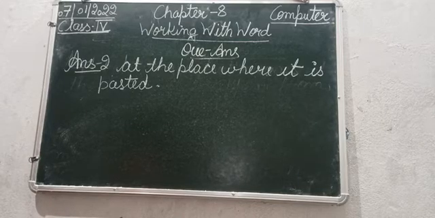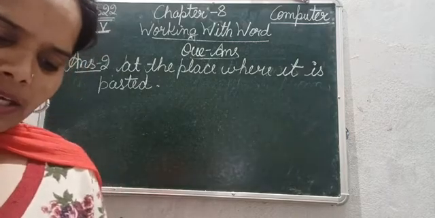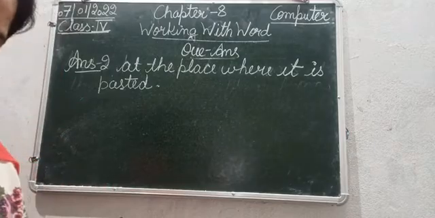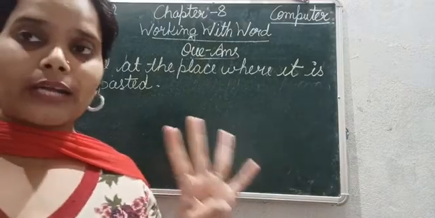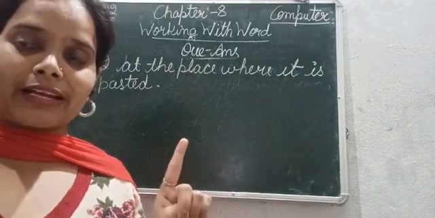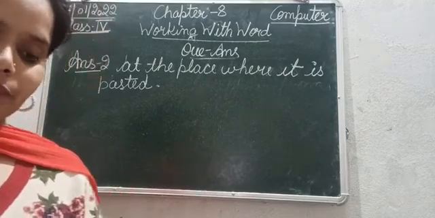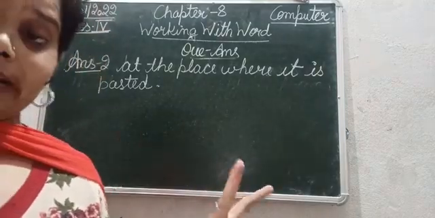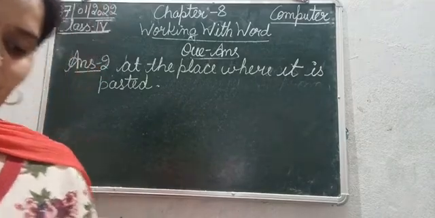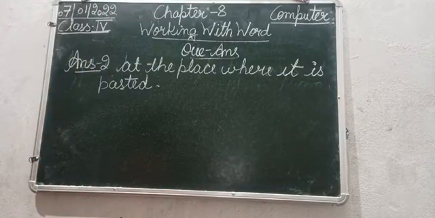Okay, so with this we have completed answer number 2 of chapter number 8. Moving next to the third question: how many types of alignments are available in MS Word? Name them. There are 4 types of alignments in Word: left alignment, right alignment, center and justify. Let's write down the third one. Question: how many alignments are available in MS Word?